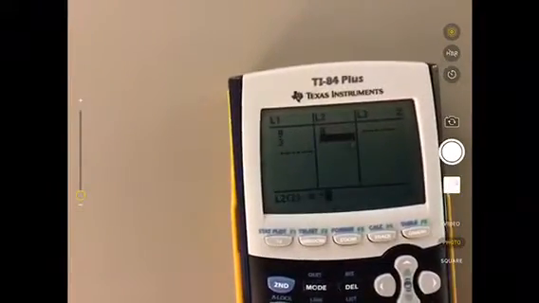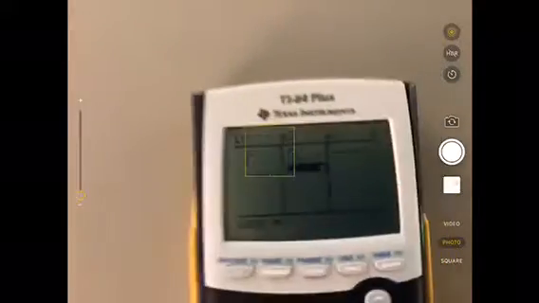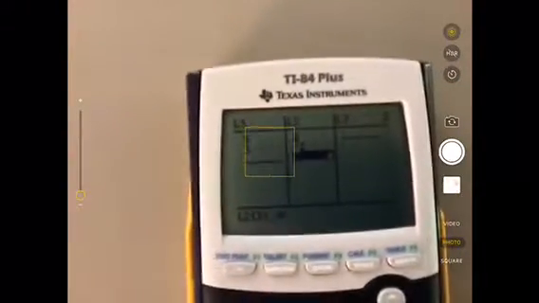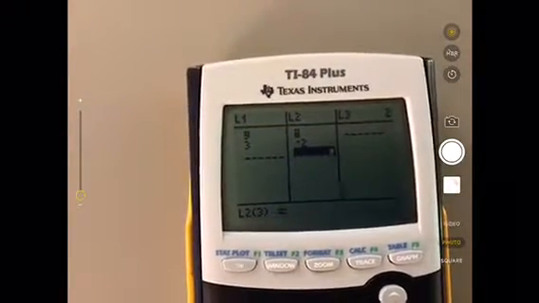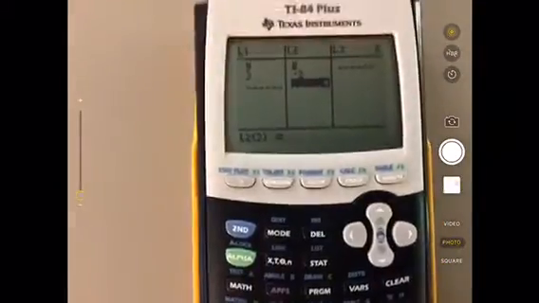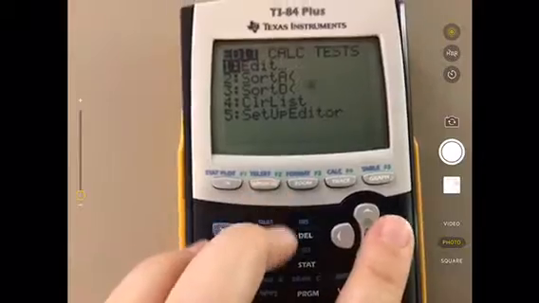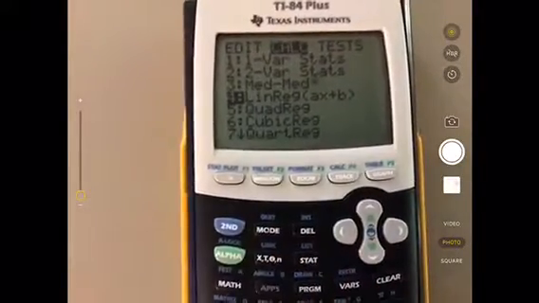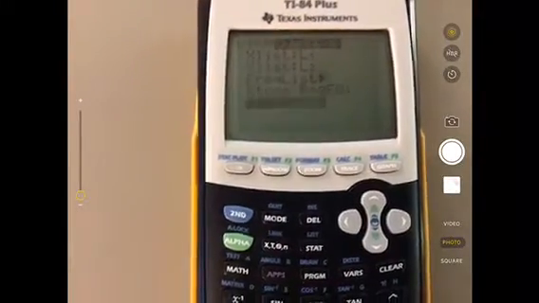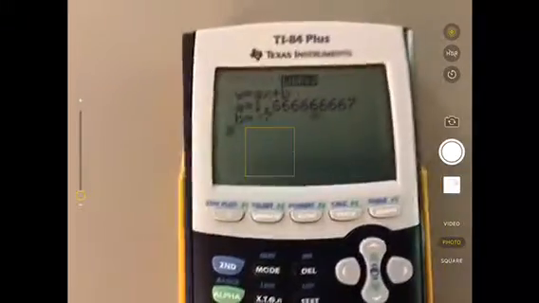8 and -2 are going to go in L2. Remember, these steps are in your purple foldable. And make sure you press enter after each entry. From here, I'm going to go back to stat, scroll right to calc, go down to 4, and press enter a ton of times until I get this answer.